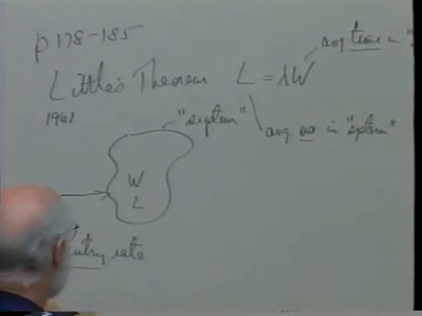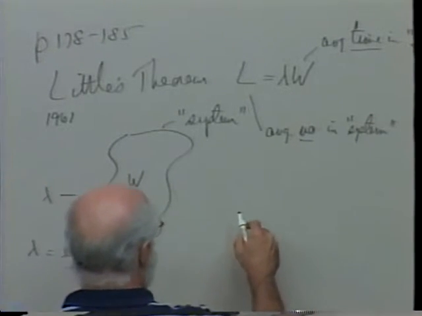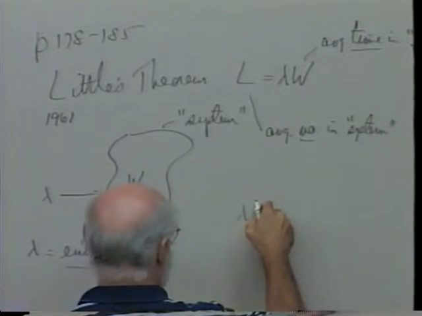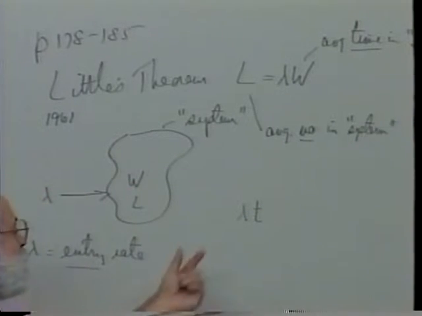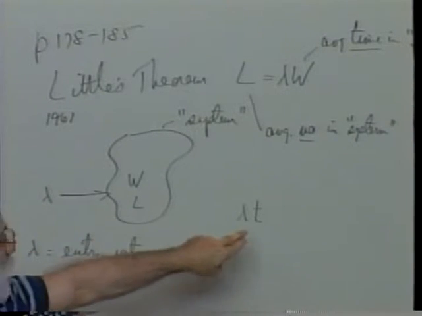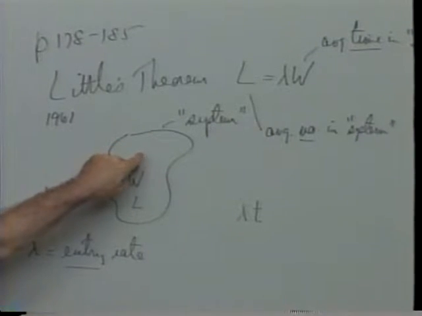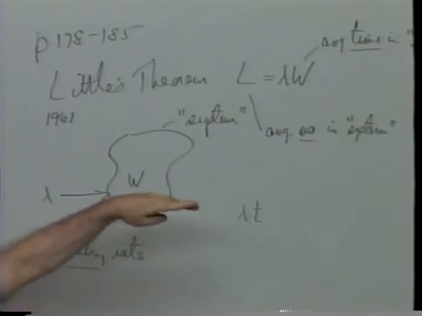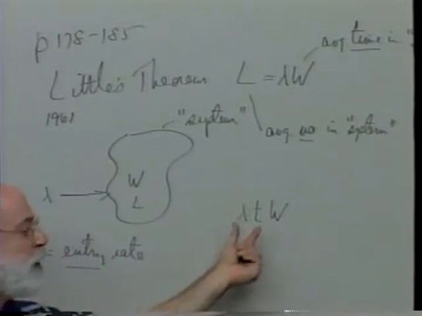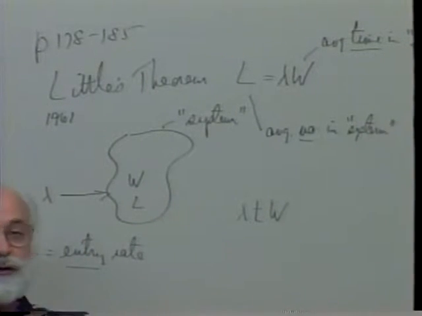Suppose I look at this system over a long period of time. If customers arrive at rate lambda, then over a long period of time t, lambda t on the average will have arrived. So this is the average number of customers who enter the system in time t. And if on the average each one spends W time there, then the total amount of work brought into the system is lambda t W. So this is the amount of work that's brought in. You can imagine this is a reservoir in which the work is being brought in, and then the system is using the work up.